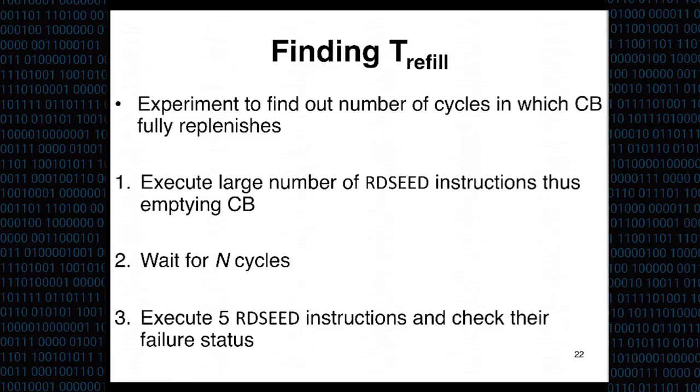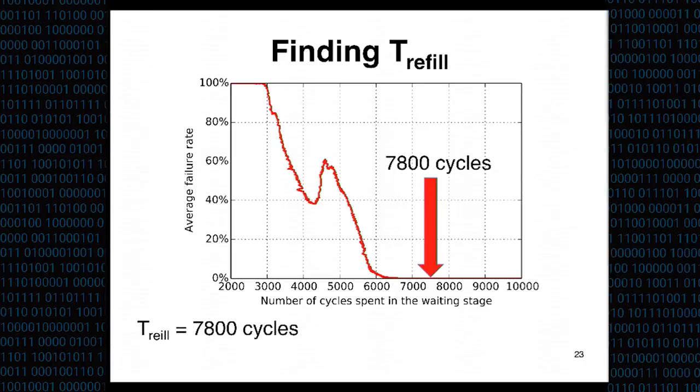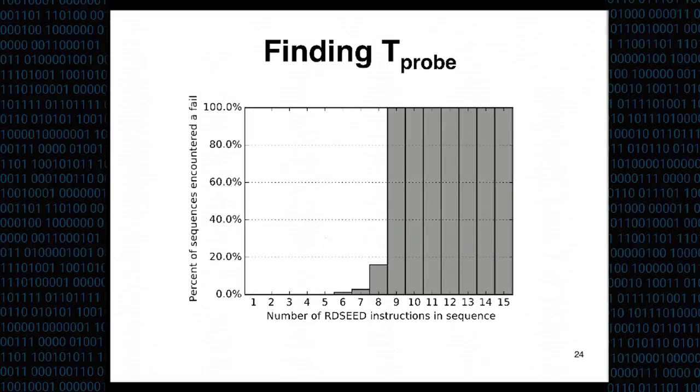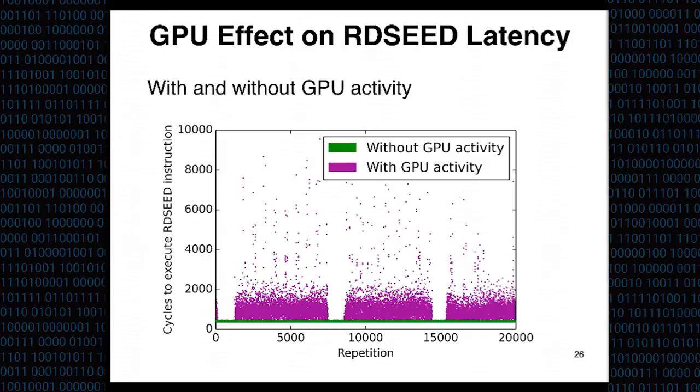For the refill time, we just did a bunch of RDC instructions, waited, and then saw how many of these failed. What it shows is that we need 7,800 cycles to refill that completely. And for the probing stage, we also need 2,000 cycles. So then you plug these numbers in, and you get 400 kilobits per second. That's more like a practical capacity.